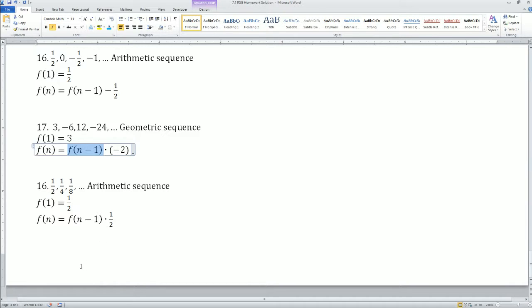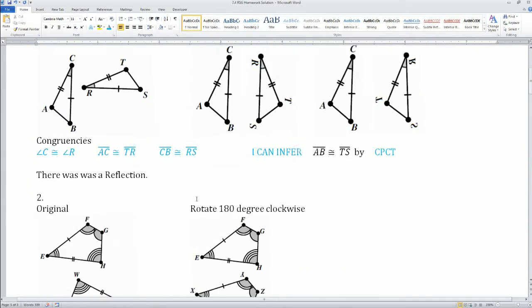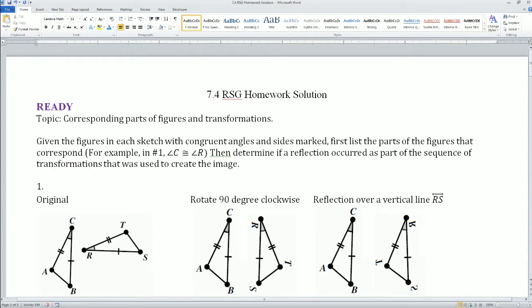Lastly, 16, 1/2, 1/4, 1/8. That is an arithmetic sequence, right? No, this is geometric, right? It's going 1/2, 1/4, 1/8. The first term is 1/2. To get the next term, the recursive would be the previous term times 1/2. Good? Alright, there you go. That was a quick explanation on all the homework solutions for your 7.4.